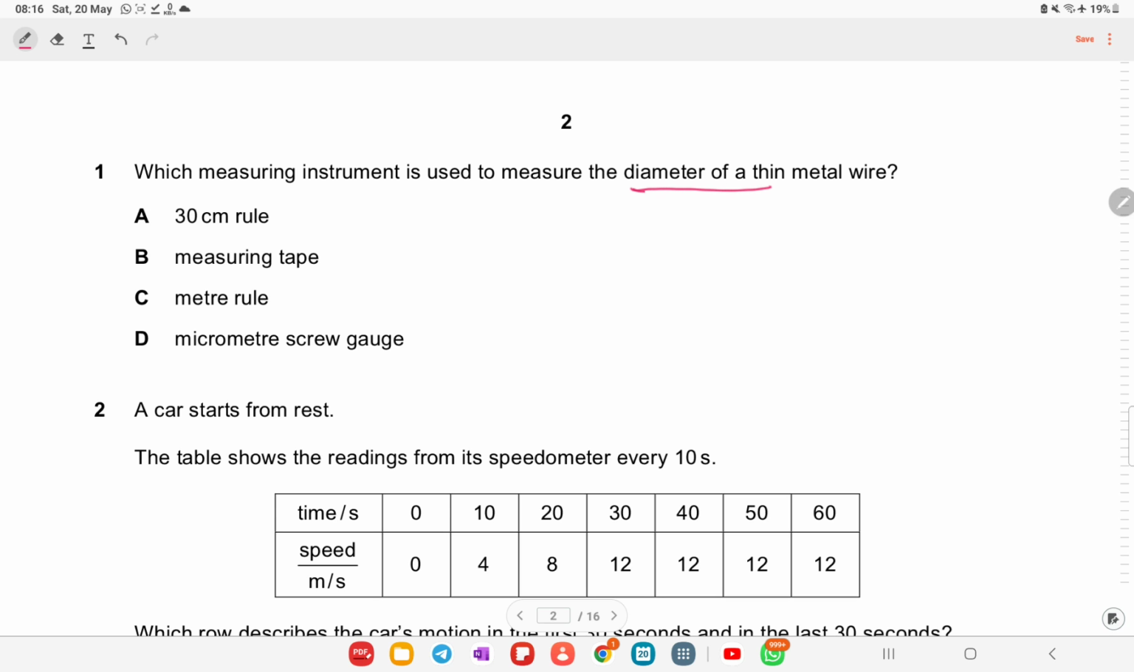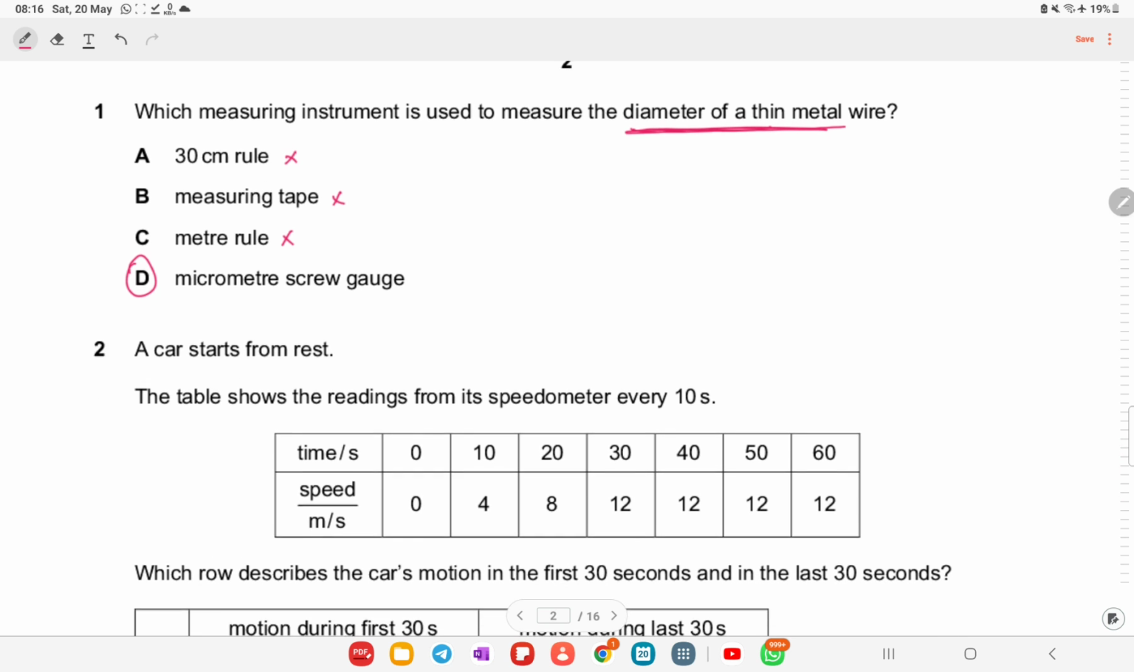of a thin wire. So we need to find out the diameter of a thin wire. So it can be a 30 centimeter rule. Now a measuring tape we cannot use to measure the diameter. Meter rule is not the case, so option D is going to be your right answer.